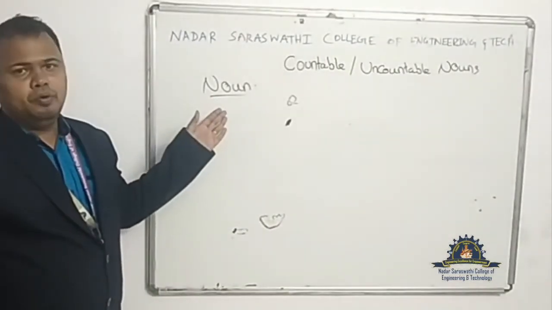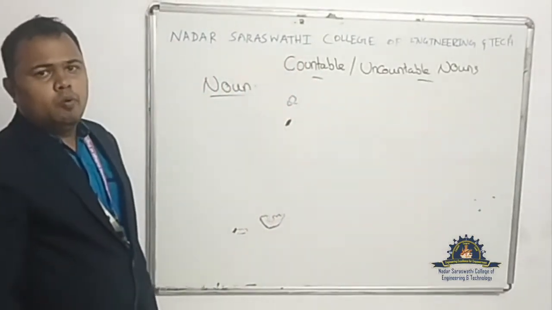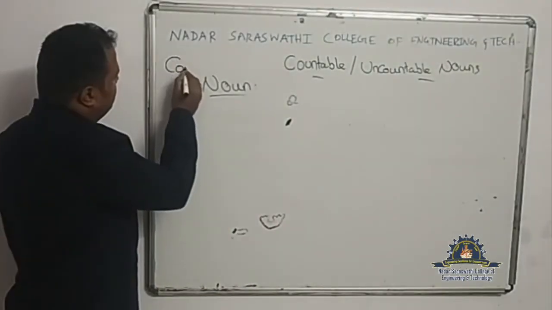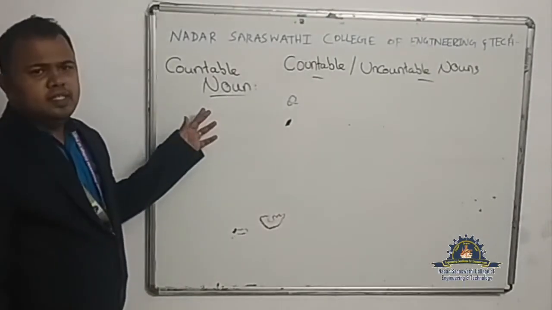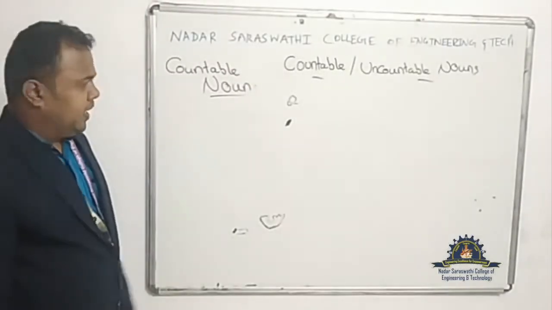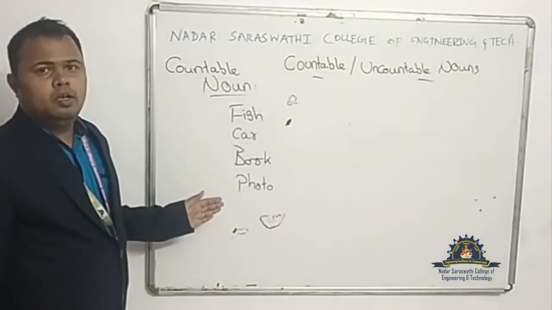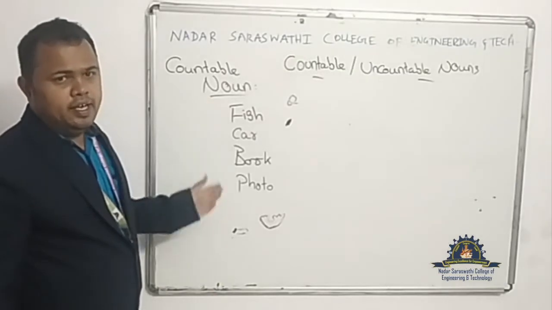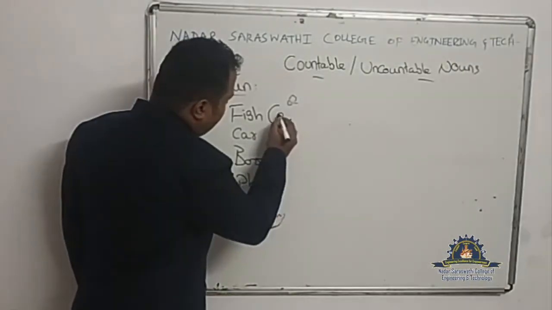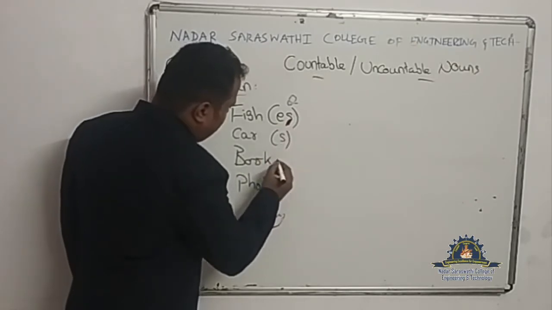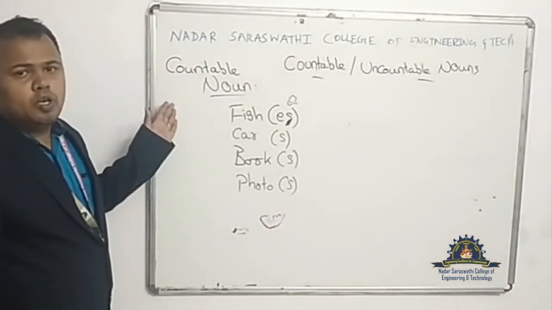We can classify the noun into two types, that is countable and uncountable noun. What is a countable noun? The subject is counted with numbers. For example, here I have mentioned a few countable nouns. Here I have categorized them as singular, and if we add s to it, it will become the plural form. So these kinds of words will come under the countable noun.